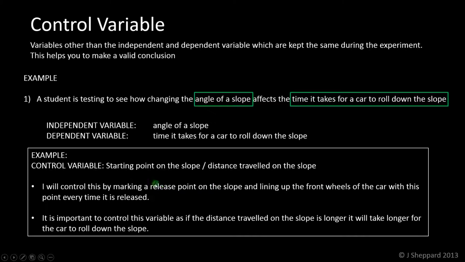Notice it's very specific. I've not just said something like do the experiment the same way every time. I've talked about an exact detail of the procedure and how it's going to control that variable, the distance travelled on the slope. And then the last bullet point here: it's important to control this variable, as if the distance travelled on the slope is longer, it will take longer for the car to roll down the slope. So I've linked the control variable with its likely effect on the dependent variable here. That's explaining why it's important to control it.